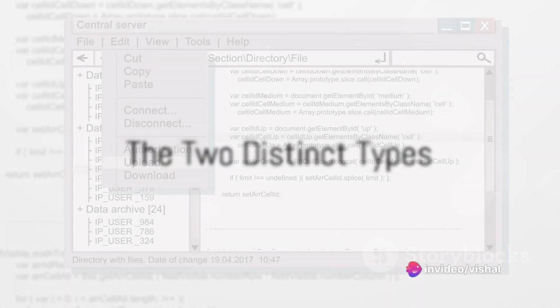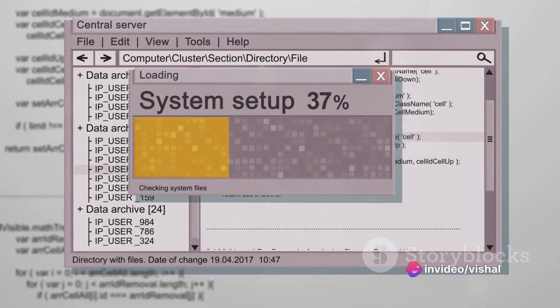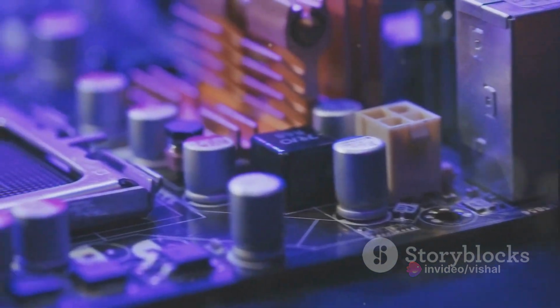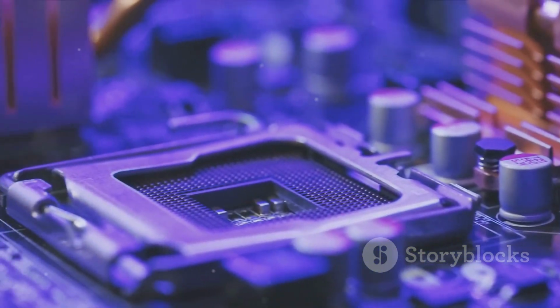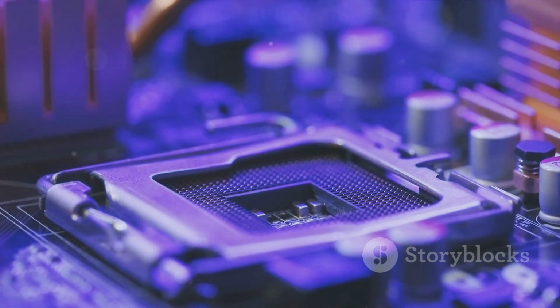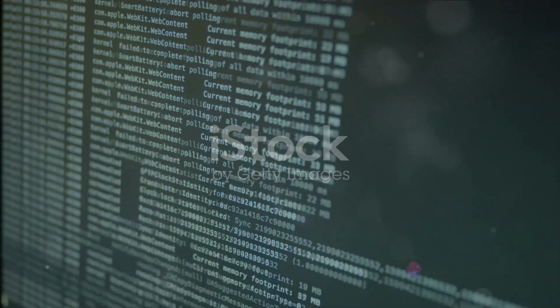In the vast realm of boot managers, two distinct types reign supreme: simple bootloaders and boot managers. Akin to different breeds of the same species, each carries out the same fundamental task, but in subtly different ways.